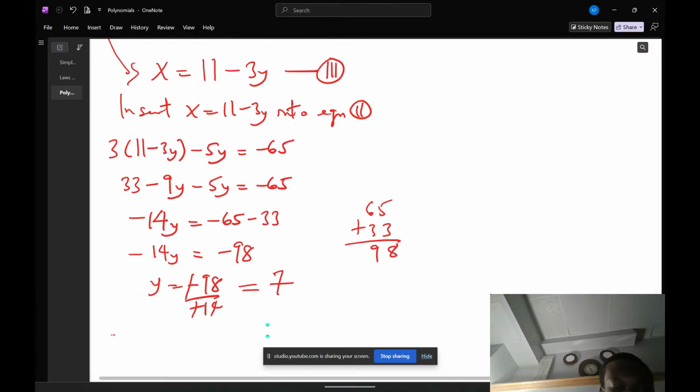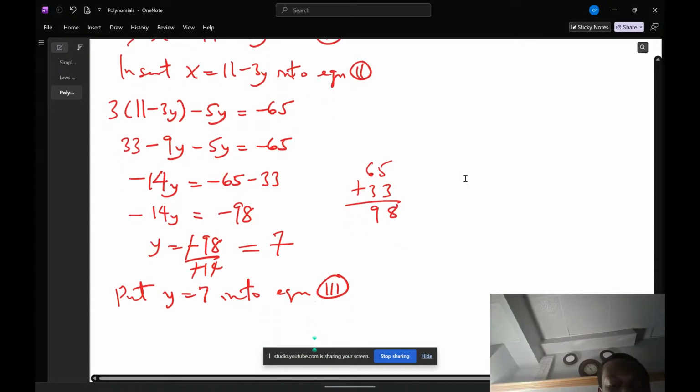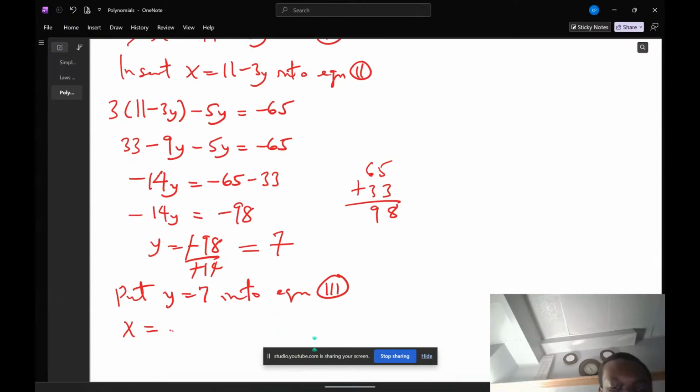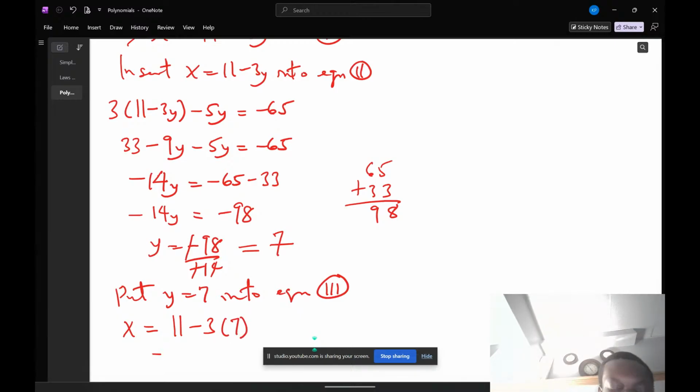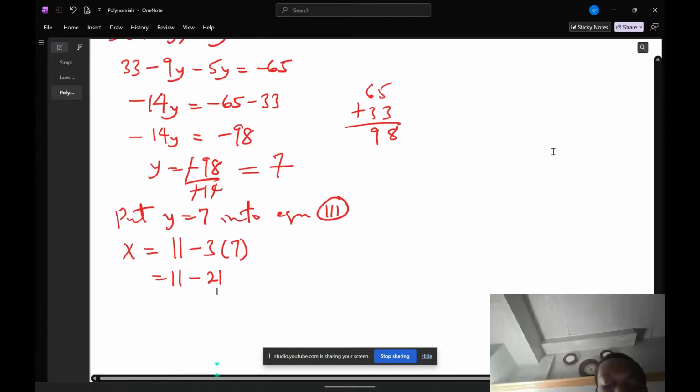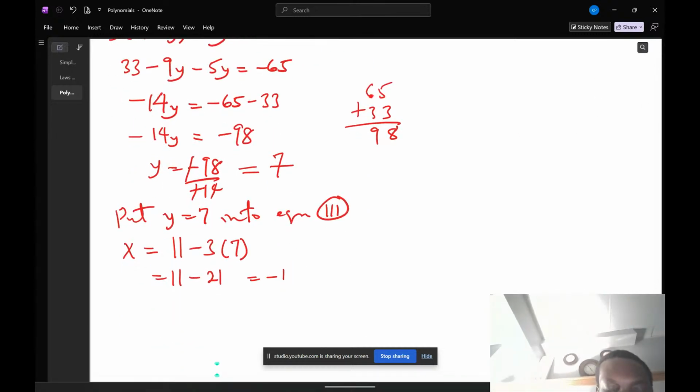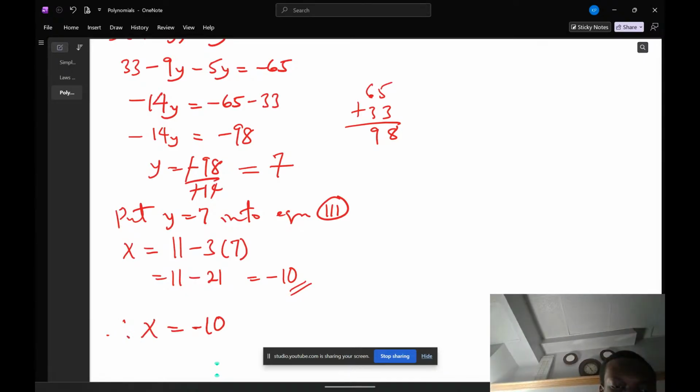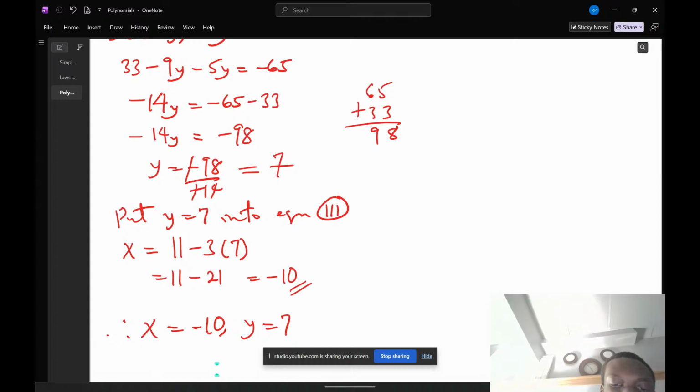So we can put y equals to 7 into equation 3. Okay, so we do that, we get x is equals to 11 minus 3 into 7. So that'll be 11. 3 times 7 is 21. So 11 minus 21 will give us minus 10. Therefore we say that x is equals to minus 10 and y is equals to 7.